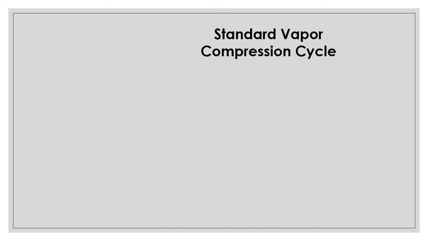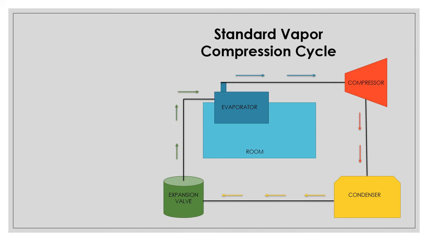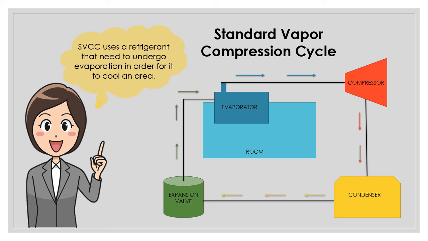Standard vapor compression cycle. So we have here in blue our evaporator. It is where the absorption of heat happens, and this is where our refrigerant is located and evaporated, passing to our compressor, our condenser, to our expansion valve, and back to our evaporator. So SVCC is just one of the different refrigeration cycles, but its only difference is that SVCC uses a refrigerant that needs to undergo evaporation in order for it to cool an area.